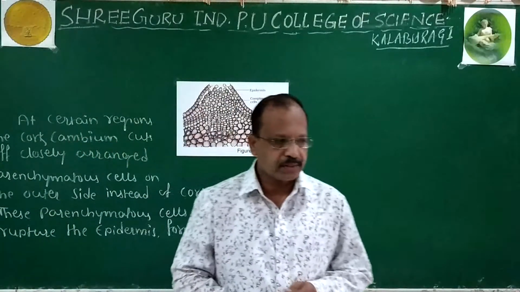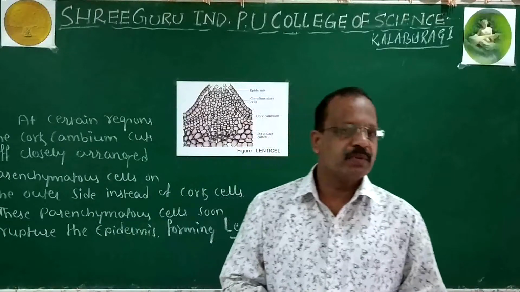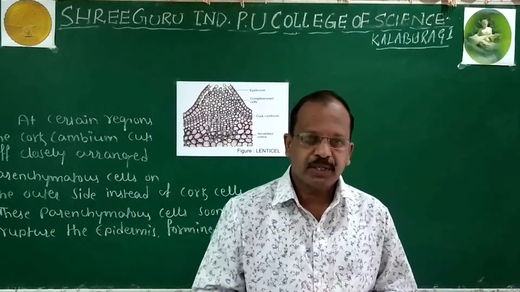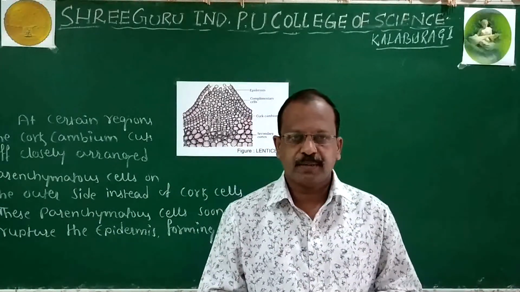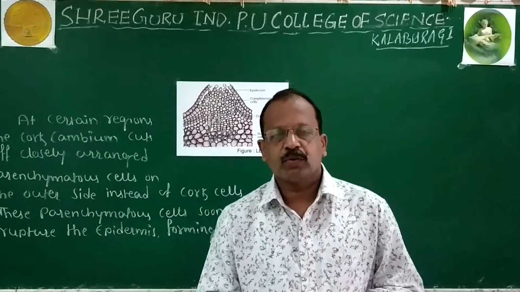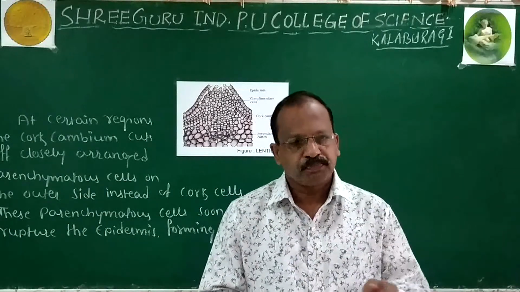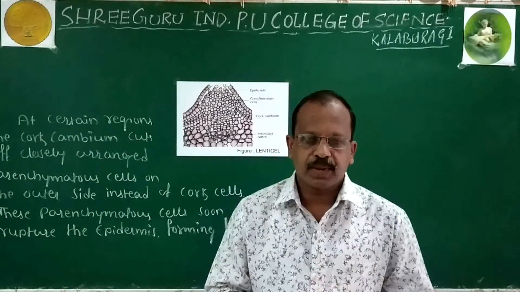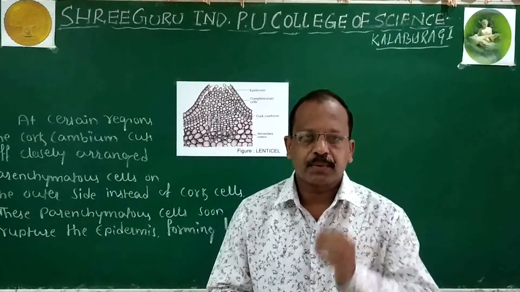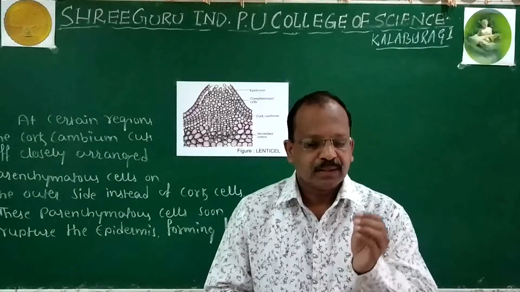So, dear students, concerned with this anatomy of flowering plant, initially we have come across definition of cell, tissue, followed by that I discussed classification of the plant tissues. Followed by that, in the previous class we came across secondary growth in dicot stem.